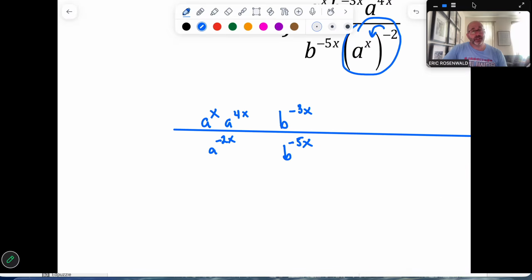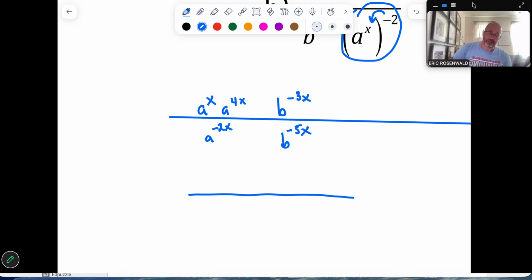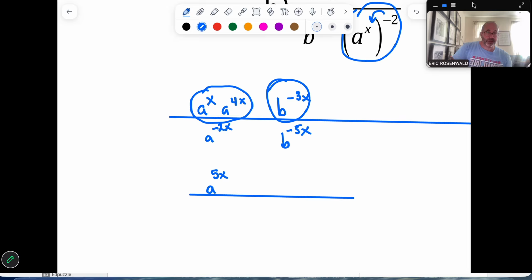All right, let's go ahead and take care of all negative exponents, move those around so that they're positives. That a to the x and a to the 4x, I'm just going to keep that as a to the 5x. We're just going to combine those right now. This negative exponent is going to move to the bottom. So it becomes positive 3x.